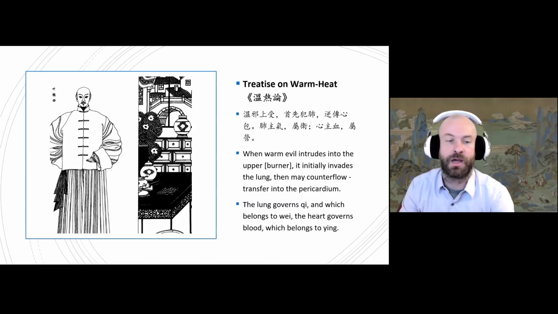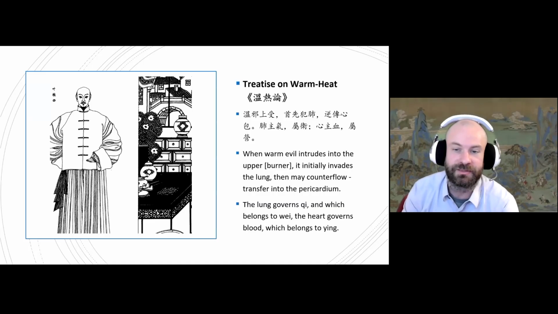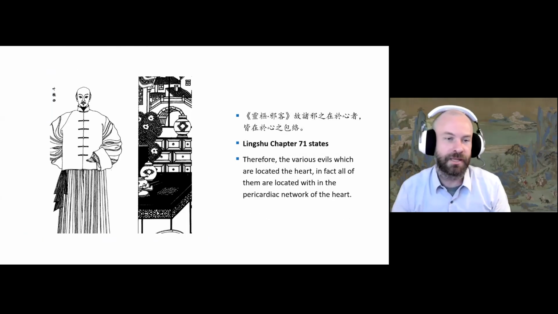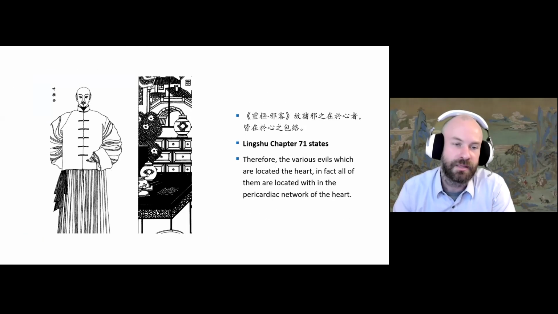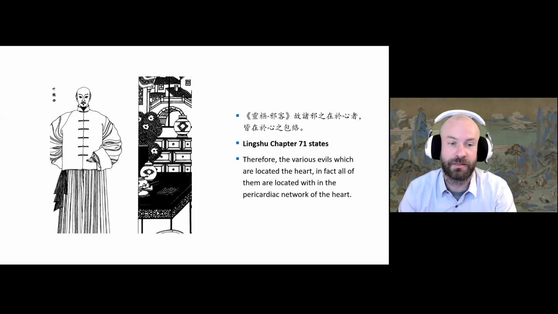It will go into the pericardium. The lung governs qi, which belongs to the wei, and the heart governs blood, which belongs to the yin. Now, why does the pericardium take it? Ling Shu chapter 71 states that the various evils, when they are located in the heart, in fact are all actually located in the pericardiac network.